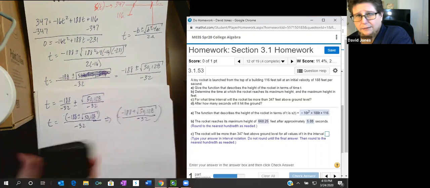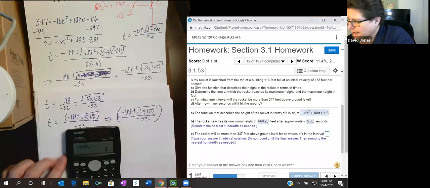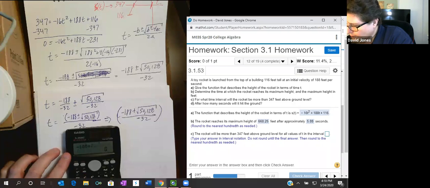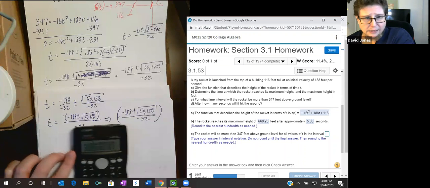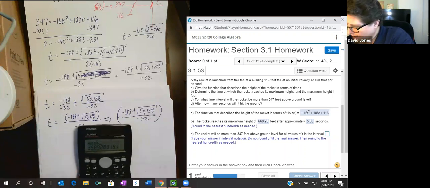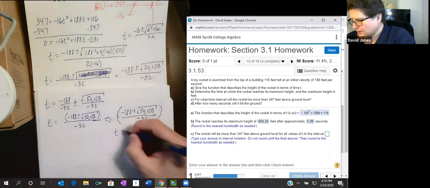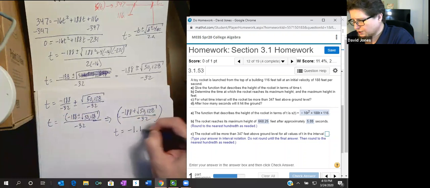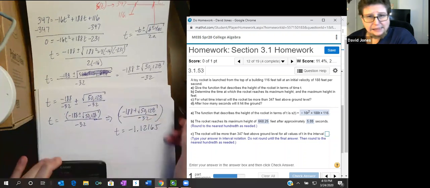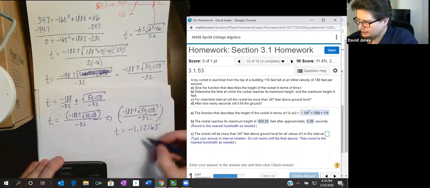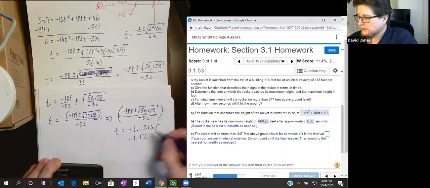So I'm just entering in my calculator. Negative 188 plus the square root of 50,128 divided by negative 32. T equals negative 1.12165. And they want nearest hundredth, so negative 1.12.